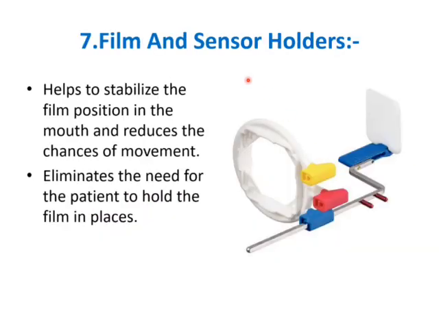Next, coming to the film and the sensor holder. So this is the film and the sensor holder. This will help us to stabilize the film position in the mouth and reduce the chance of movement. This will eliminate the need for the patient to hold the film in place, thereby reducing the number of repeat X-rays to be taken and ultimately reducing the exposure to the patient as well as the operator.